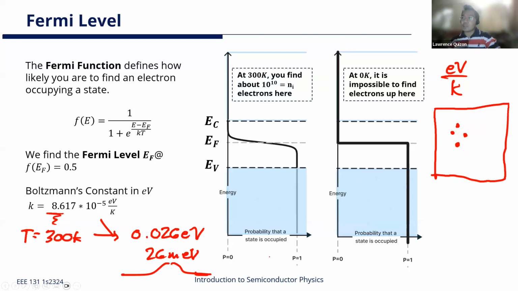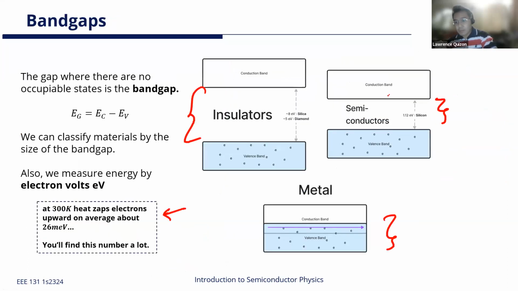So some particles actually get a lot more energy than usual, which is why it is likely that you find around 10 to the 10 intrinsic carrier concentration, around 10 to the 10 electrons in the conduction band for semiconductors, but much less likely for insulators. Bakit? Because this energy gap is just too high for temperature to overcome.